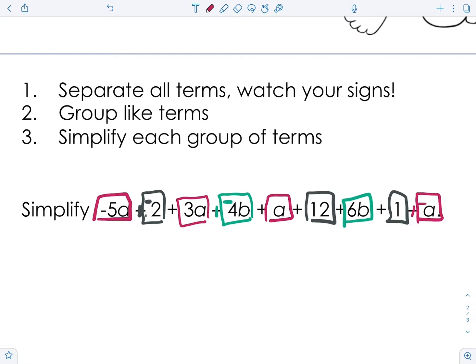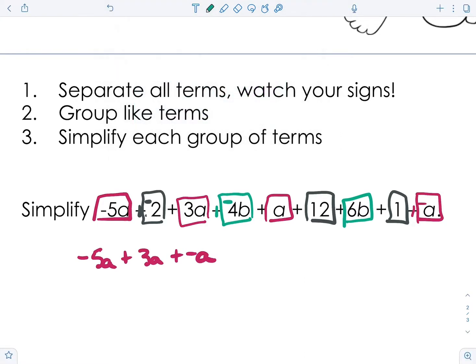And now we group our like terms together. So basically we take all of our a's, right, and group those together. So it becomes negative 5a, right, plus 3a, plus negative a. Notice that these are three different terms. Negative 5a, 3a, negative a. They're all terms.